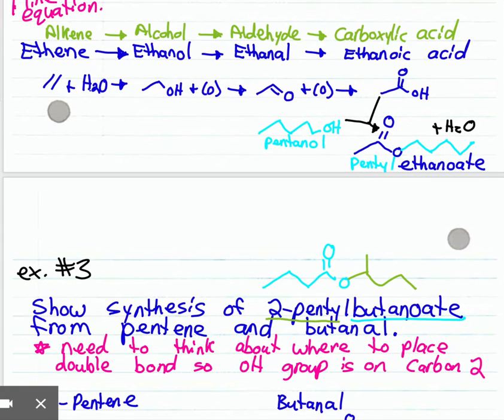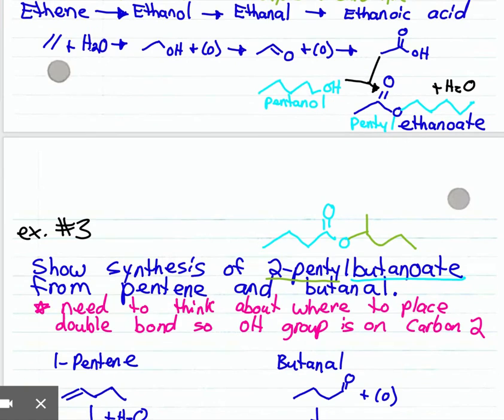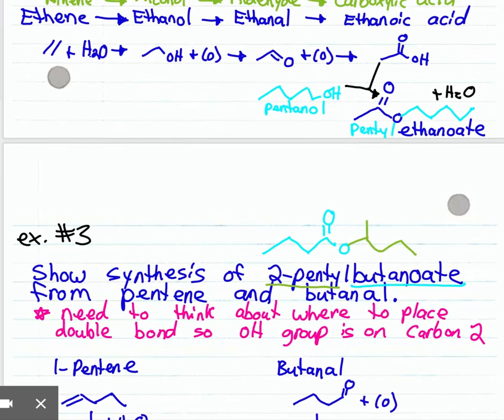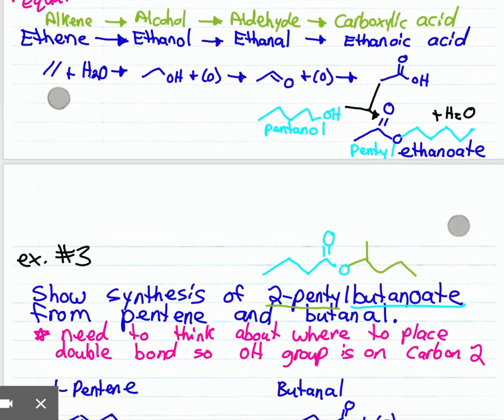Example number 3: show the synthesis of 2-pentyl butanoate from pentene and butanol. Now, you have to think about where to place the double bond so the hydroxyl group is on carbon 2. Okay, because you have to be careful here, because Markovnikov's rule will dictate where you can put your hydroxyl group based on where the hydrogens have to go. So I'm going to suggest you hit pause, give this a shot, and then unpause and check and see how well you did.